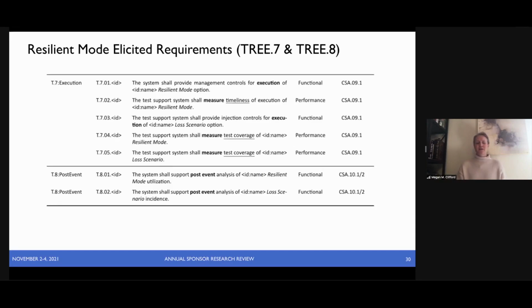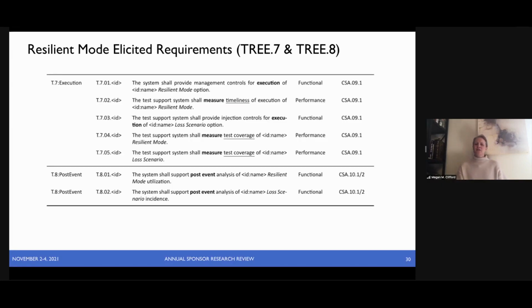And so T7 execution, we can read that here too, that the system shall provide management controls for execution of the resilient mode operational, which is a functional. And you're more than welcome to look through the slides and also see too the performance types as well.